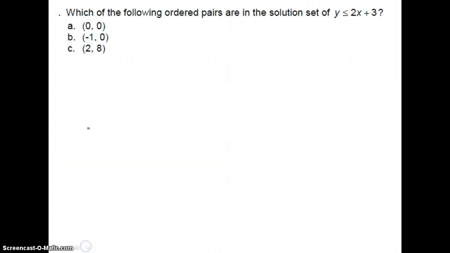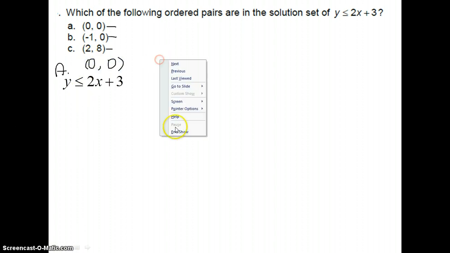Okay? Next, last one. It says, which of the following ordered pairs are in the solution set of y is greater than or equal to 2x plus 3. So what you're going to do is we take each one of these points and we test them. We take them and we substitute them. So if we do A first, we have the equation, and now we're going to take 0, 0 and plug it in.